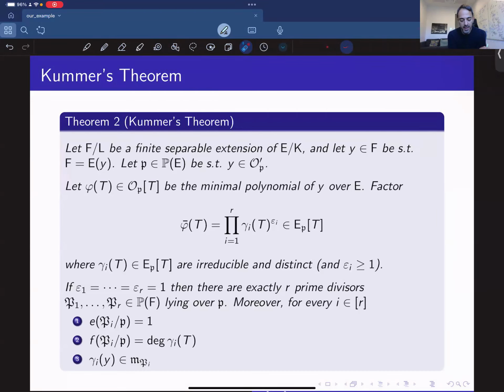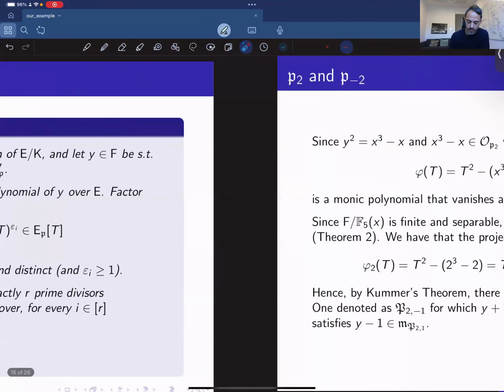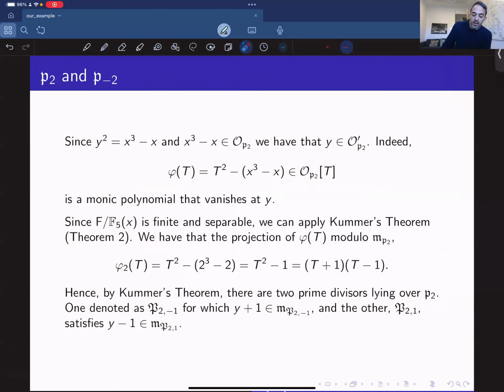Okay, so with this theorem, let's analyze what happens to P2 and P minus 2. So let's see. We know that y squared is x cubed minus x. And this is the defining equation of the function field. And we know that x cubed minus x is in OP2. Namely, this function can be evaluated at x equals 2. It is even a unit there, right? Because when you plug in 2, you just get 8 minus 2, which is 6, which is 1, which is not 0. So there is no issue with evaluating this function at 2.